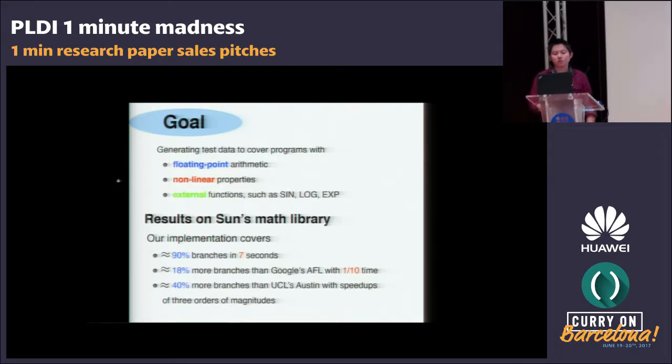Our tool can achieve about 90% of branches in this sound math library in only 7 seconds. Compared with the well-known AFL fuzzer, we can achieve 80% more branches, and we can improve the runtime by almost 10 times. Compared with UCL's Austin testing tool, we can achieve 40% more branch coverage and bring about three orders of magnitude speedup. So if you would like to know more about this magical transformation, please join me in the afternoon. Thank you very much.